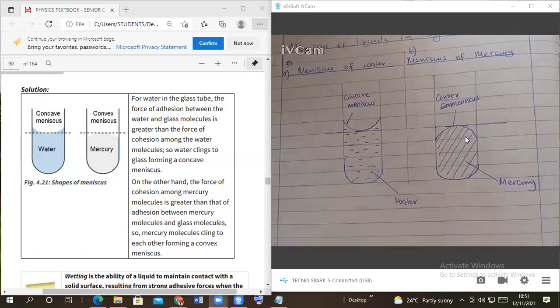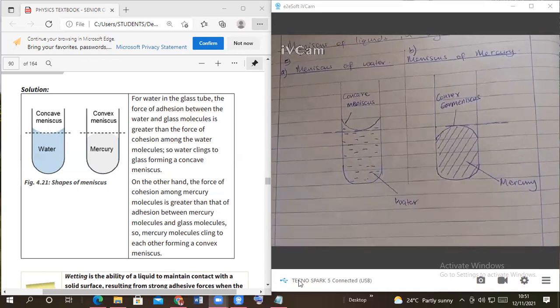So as shown in B, why does it have a concave meniscus? So they are saying here, have you finished drawing the diagram? Daki, have you finished drawing the diagram? Yes. Okay. Is this Daki here? Yes. No. I know Daki's voice. Who is this one?